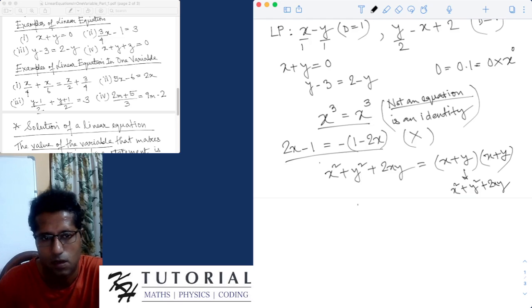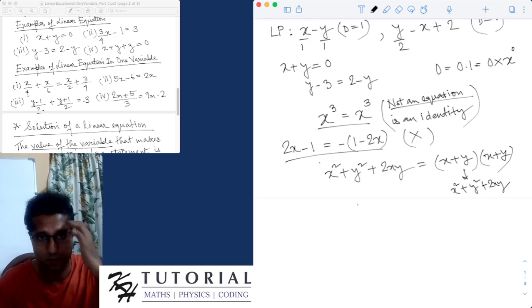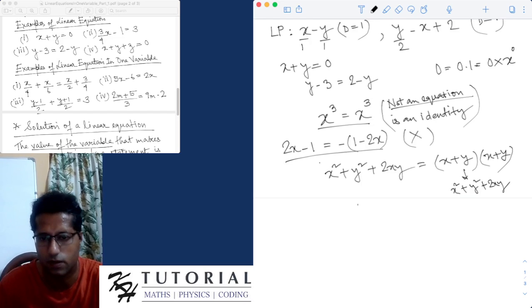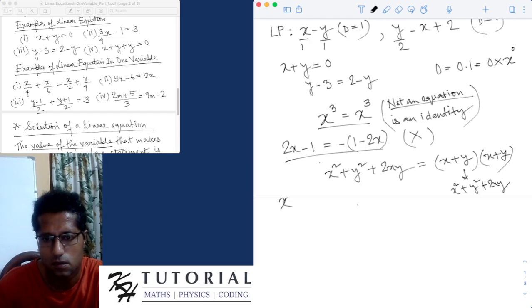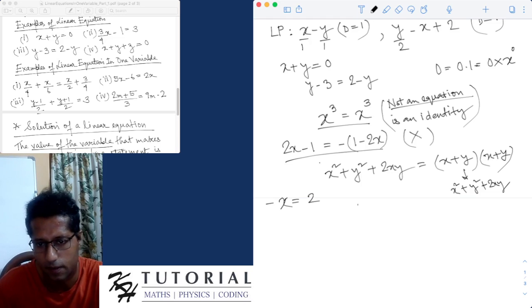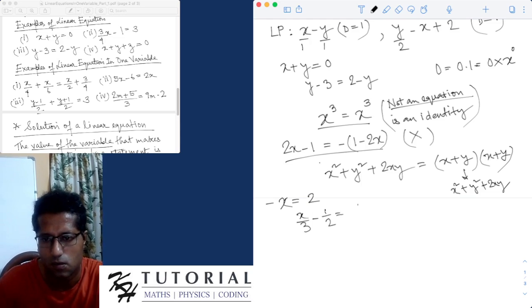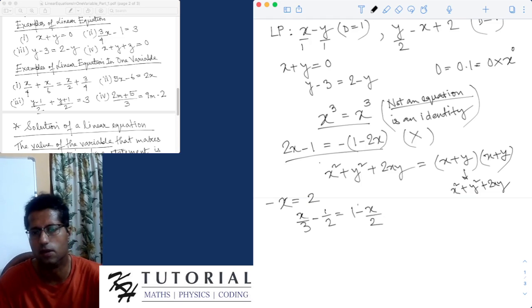Let's say, linear equation in one variable. We must have one variable. So x minus x equals 2, this is a linear equation in one variable. Again, x by 3 minus half equals 1 minus x by 2. This is also a linear equation in one variable.